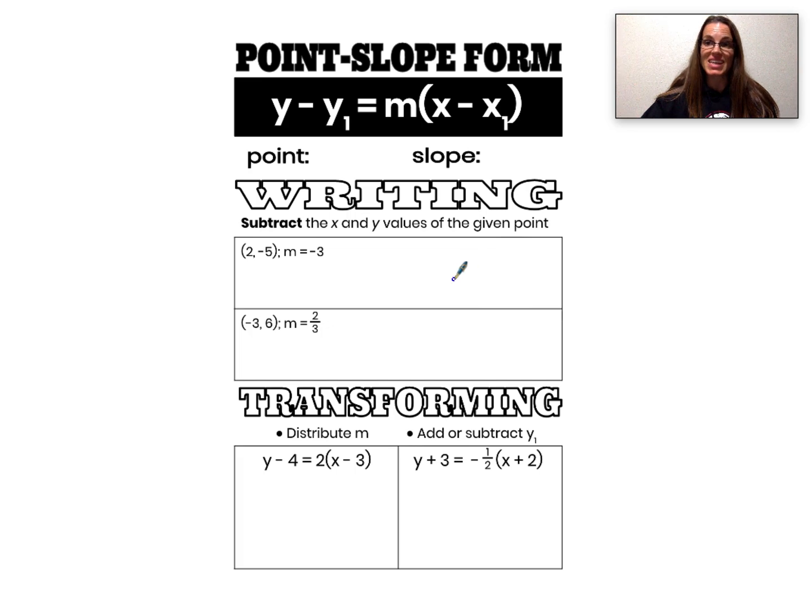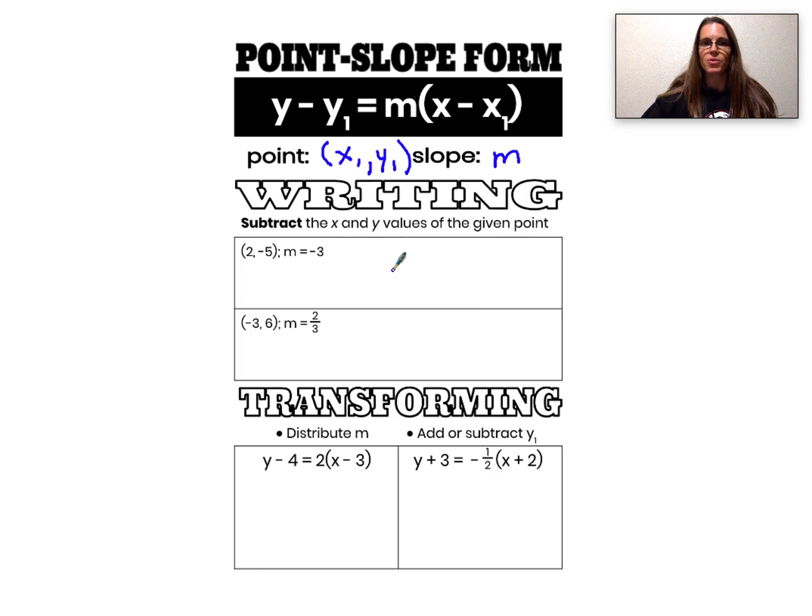Sometimes instead of being given a point-slope form equation, you'll be asked to write a point-slope form equation. Remember that point-slope form is our third linear equation form. y minus y1 equals m times x minus x1, where one point on that line is given in the equation, x1, y1, and the slope is m.